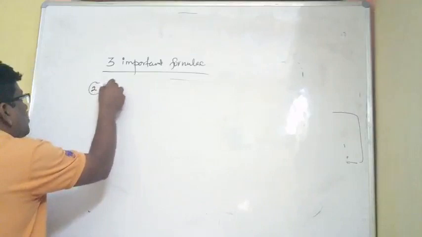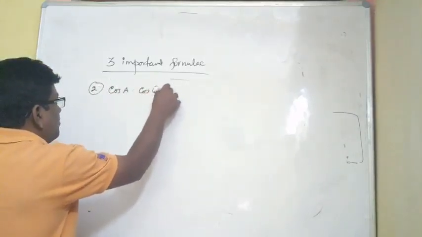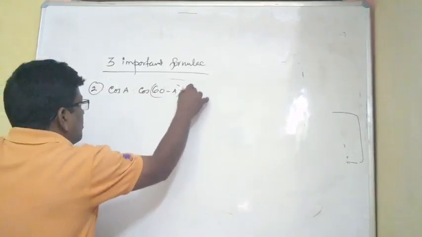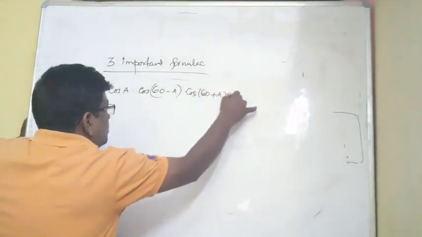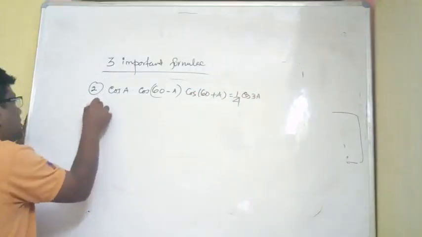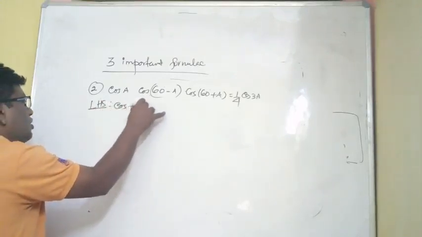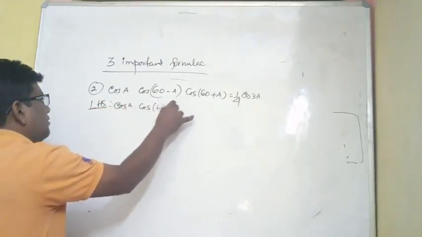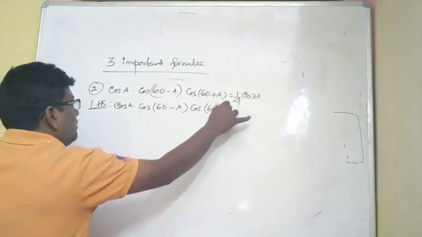Number 2: cos A cos(60° − A) cos(60° + A) is equal to 1/4 cos 3A. Now the left-hand side: cos A into cos(60° − A) into cos(60° + A).